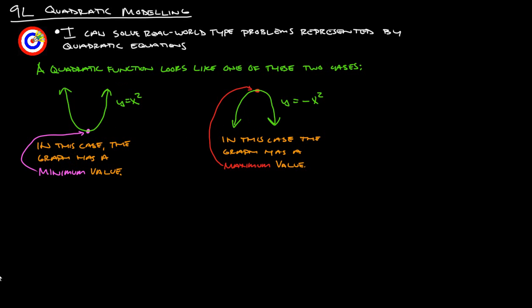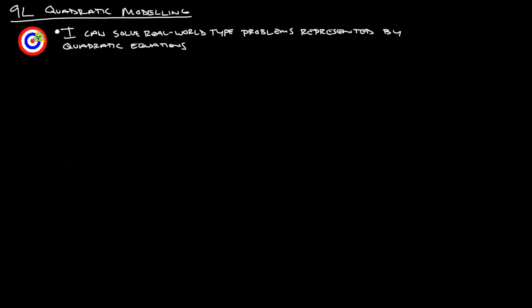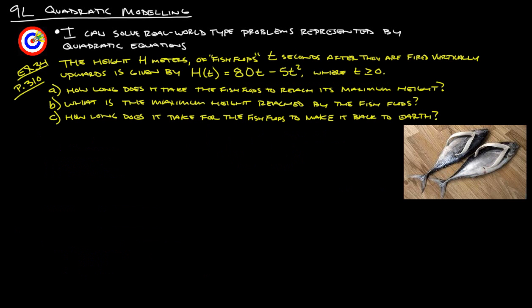All right? So the process of finding the minimum or maximum value is called optimization. And optimization is really handy when you're trying to maximize profits, minimize costs, or maximize heights reached, or areas and stuff like that. Okay, so let's take a look at that in a real-world type example.